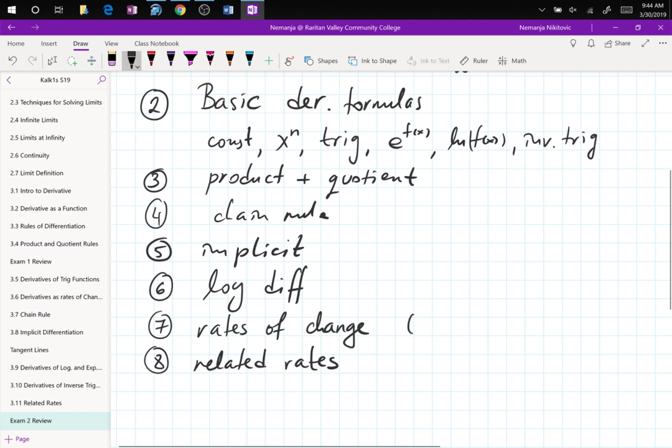Let me put that. So velocity, acceleration, population, business, right? And then related rates was taking the derivative in respect to time, right? Which was all of the geometry and stuff we had.